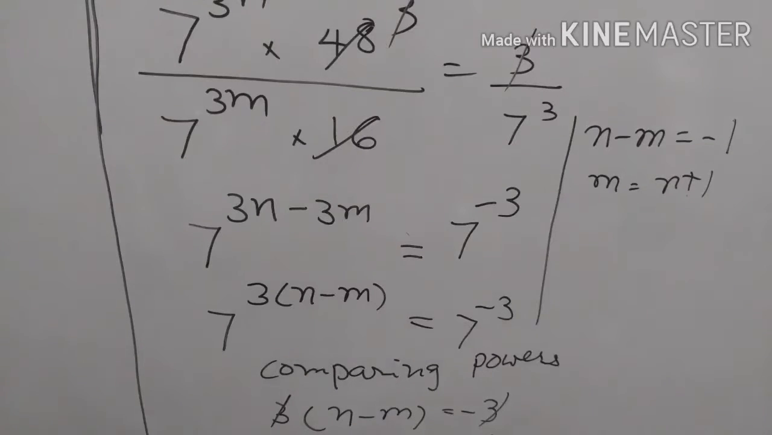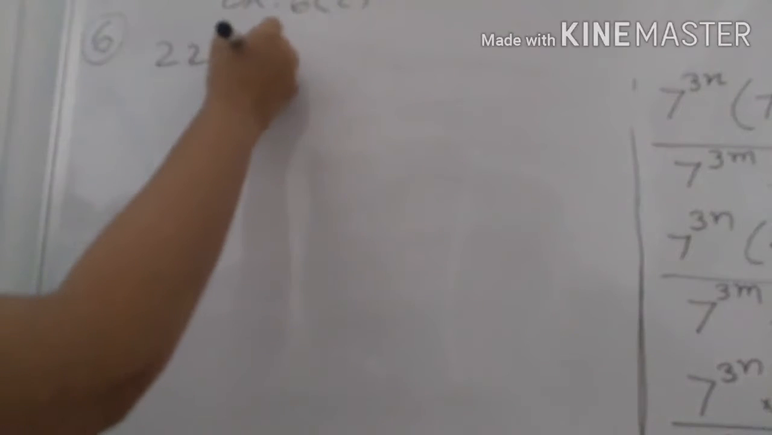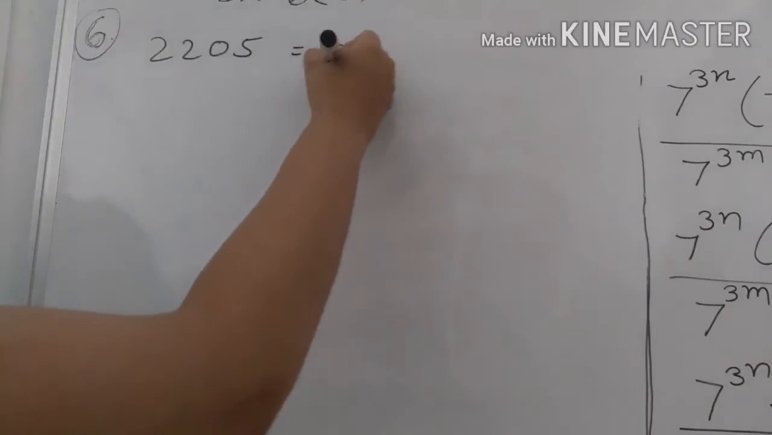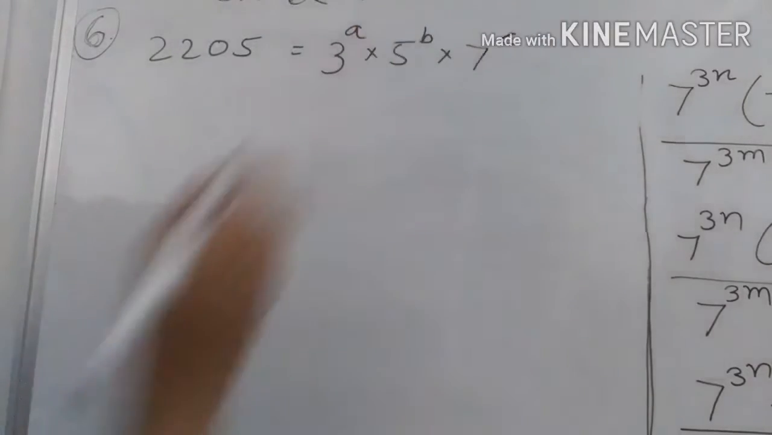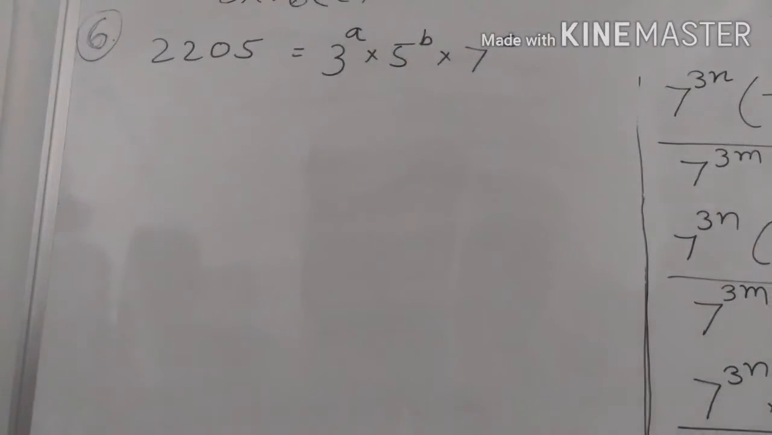Now let us move on to question number 6. That is also a new question, students, from the Prove That type of questions. So exercise 6C, question number 6. I am writing here, if 2205 is equal to 3 raised to a into 5 raised to b into 7 raised to c. This is the question, and here we want to find the values of a, b, c.